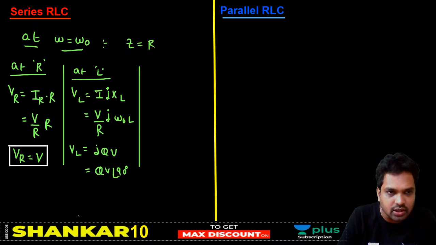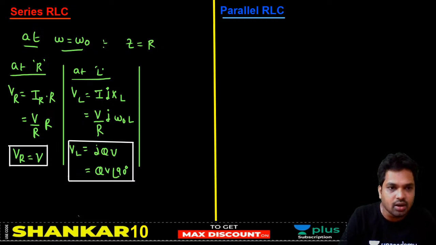Suddenly a new thing coming. What is that, sir? Please listen. I will explain that. Q is called quality factor. What is Q here, sir? Omega naught L by R. That I will prove. For time being, don't worry about it. Omega naught L by R is called quality factor.